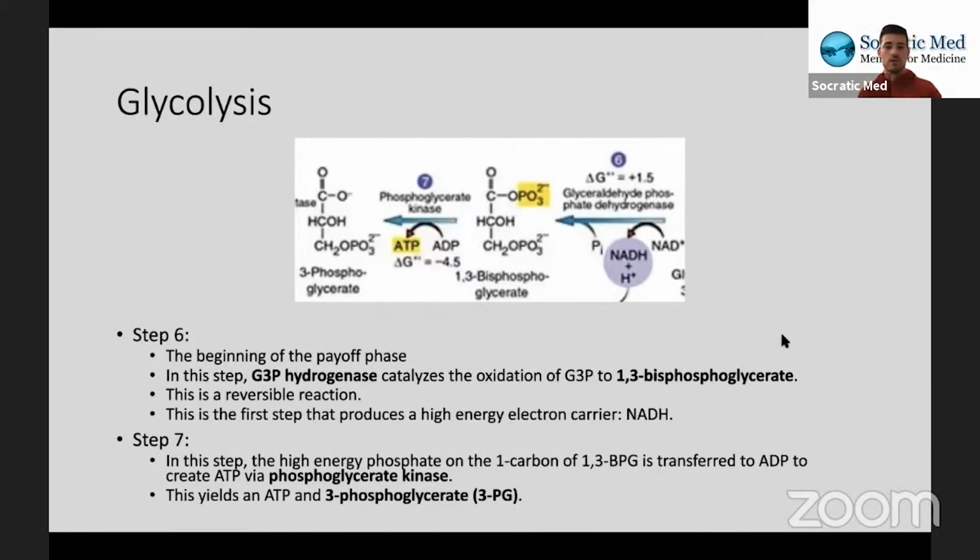All right, so we'll move on to step 6. Remember, our DHAP is now GAP, so we have 2 molecules of GAP right now, and this is now the beginning of the payoff phase. So we're finally going to start making some ATP. We're going to start making some of those high-energy electron carriers.